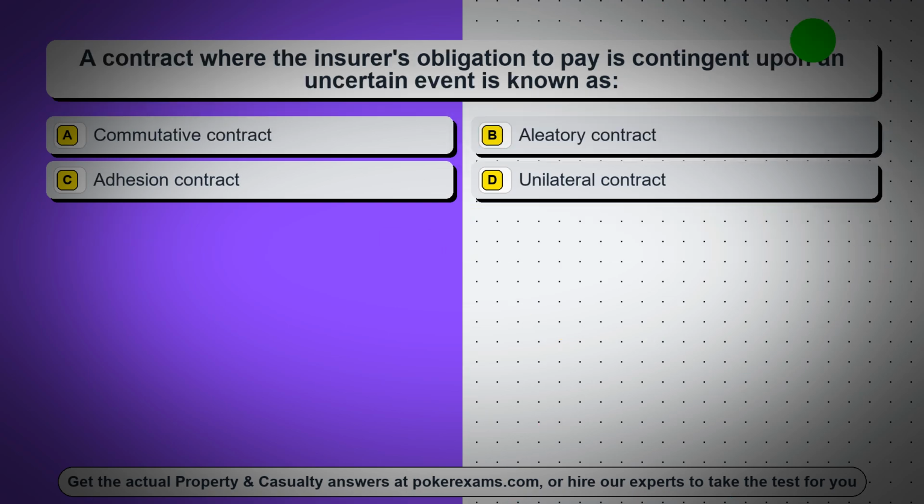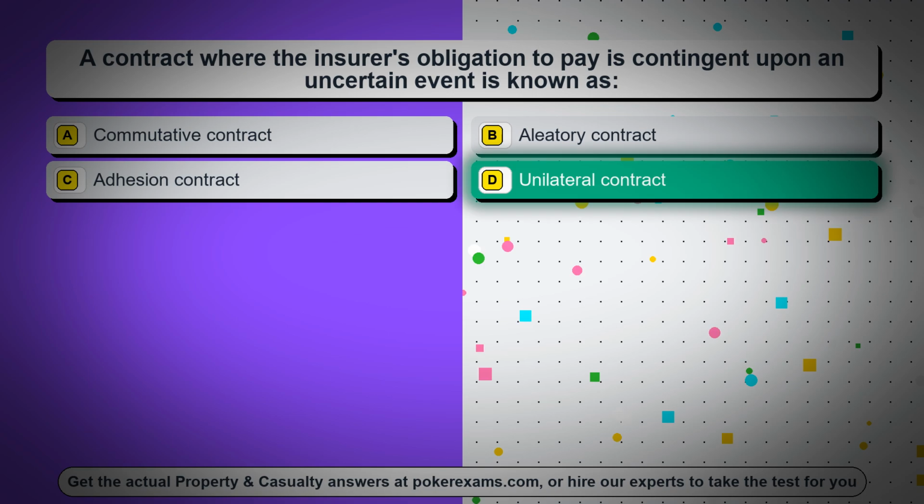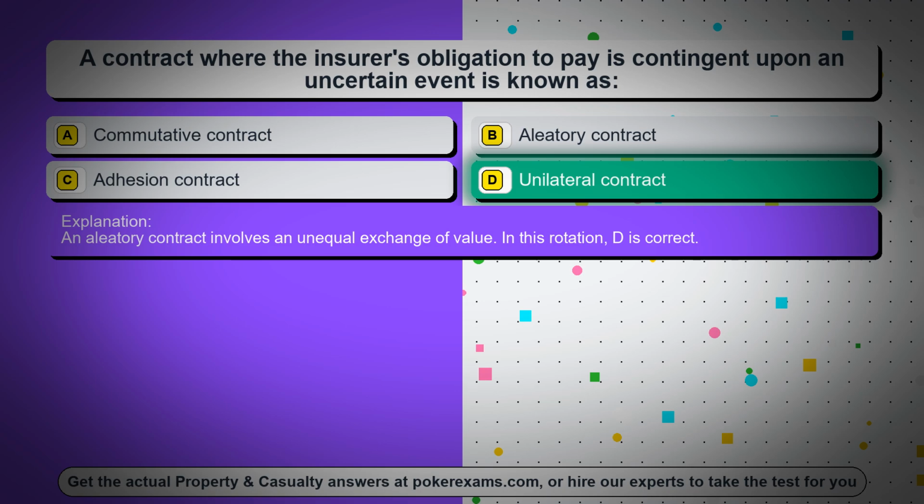Question 41. A contract where the insurer's obligation to pay is contingent upon an uncertain event is known as: Option A, commutative contract. Option B, aleatory contract. Option C, adhesion contract. Option D, unilateral contract. The correct answer is option D, unilateral contract. An aleatory contract involves an unequal exchange of value. In this rotation, D is correct.